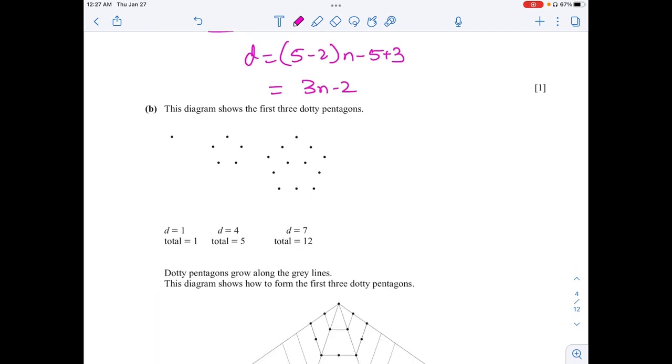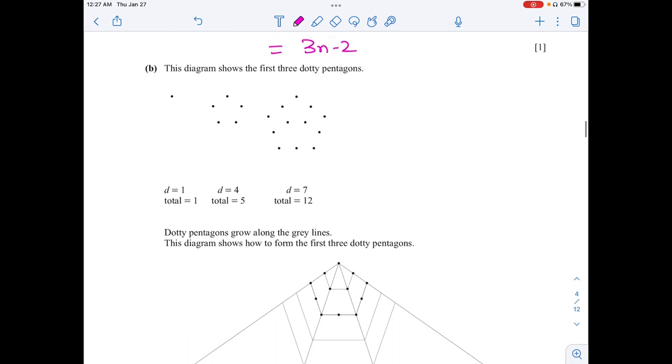This diagram shows the first 3 dotty pentagons. So this is the first pentagon, second pentagon, and third pentagon. So for dotty pentagon, d equal to 1 and total number of dots is equal to 1, and d equal to 4. So I'm adding 4 more dots and total number of dots is 5. Next time I'm adding 7 more dots and total number of dots is going to be 12.